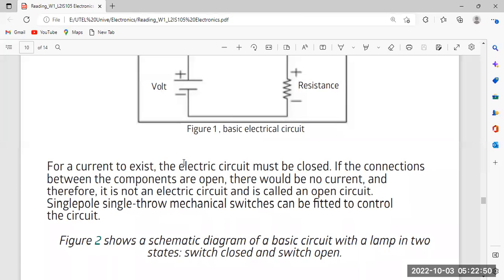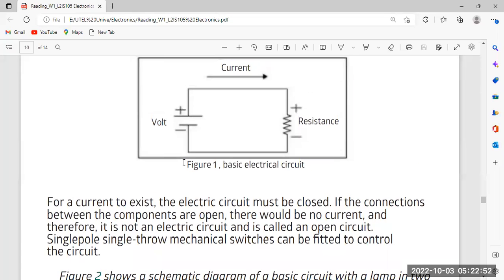If the connections between the components are open, there would be no current. So if, for example, I see that there is a break in the circuit, the wire is broken or open, then there will be no current flowing through it. And therefore, it is not an electric circuit and is called an open circuit. Now, single pole, single throw mechanical switches can be fitted to control the circuit.